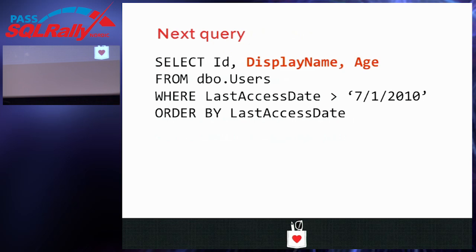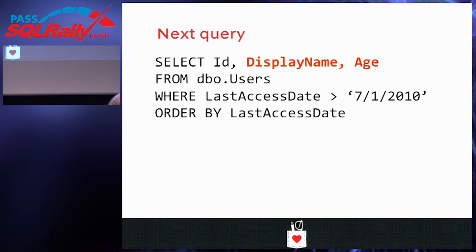Let's make it just a little bit simpler. Let's go for just ID, display name, and last access date, where the last access date is greater than this, order by last access date. Armed with the two indexes in front of you, the clustered and the non-clustered, how do you go about accomplishing this?